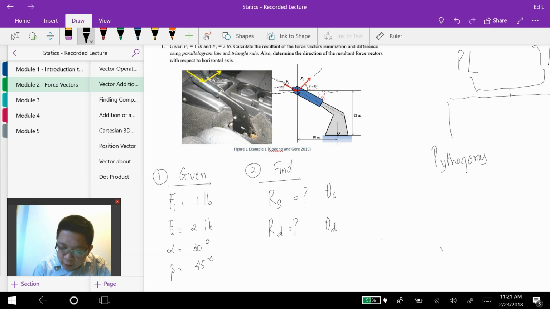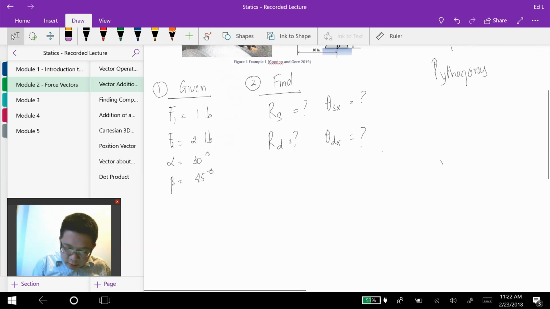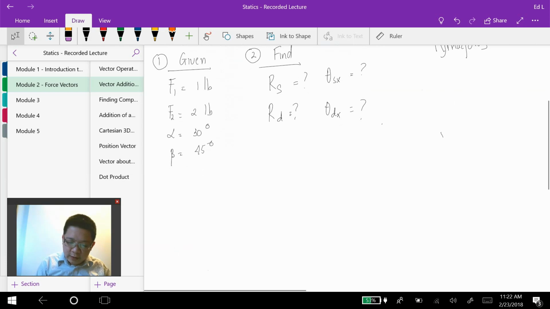And if we call the horizontal axis in here x, then we can label this as x. Okay, and I think it's always a good idea to label x and y in here, although we are not using any Cartesian component of the force to calculate the resultant forces. It's always a good idea to do that. All right, then let's perform the analysis.